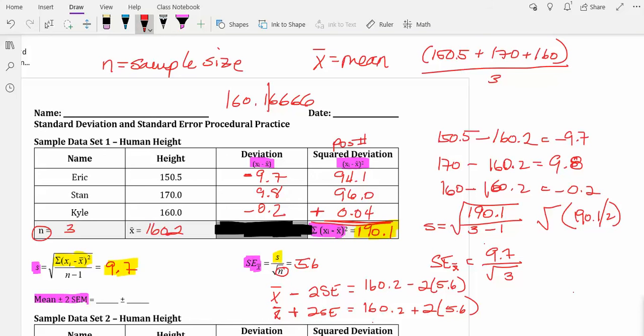So what's the lower value? What's minus 2 SEM? The mean minus 2 SEM. Okay, I've got an upper value. I need a confirmation on the upper value and 2 people telling me the lower value. All right, I got 1 person for the lower value. I need confirmation for each of those.